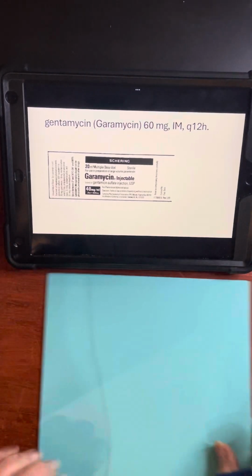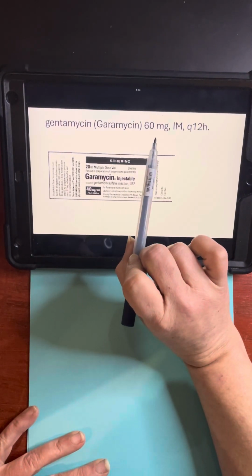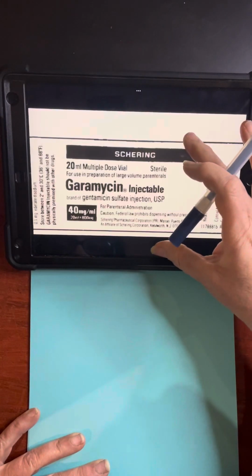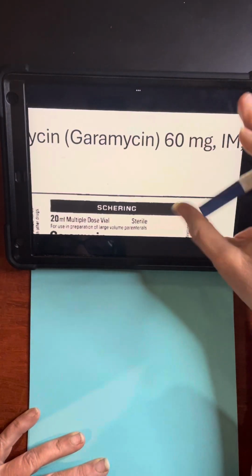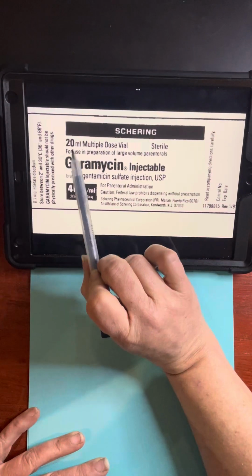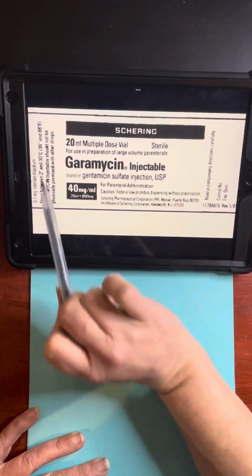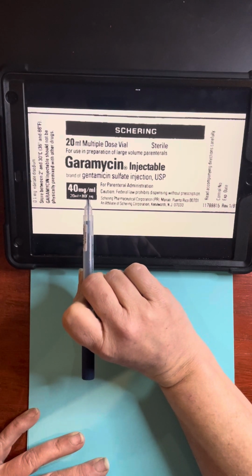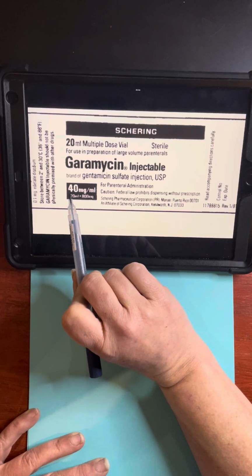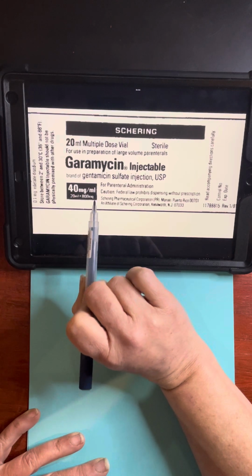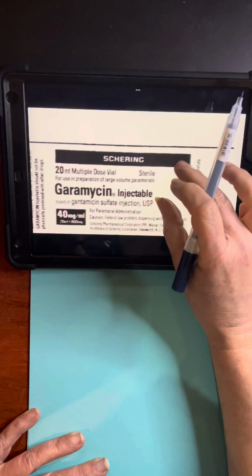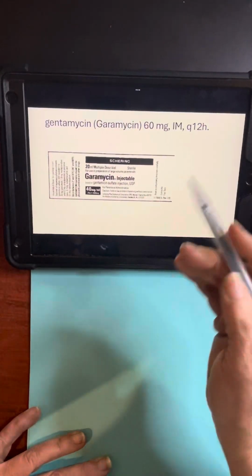Okay, this one says gentamicin, 60 milligrams IM q12. And this vial says there's 20 milliliters in the whole thing. But the strength, see that per right there? You're looking for the per, 40 milligrams per mL. You're looking for the per on that sucker. You hear me? All right.